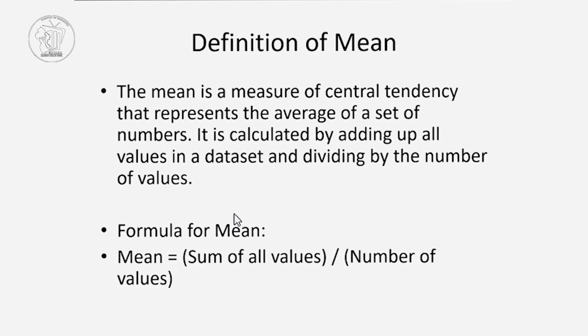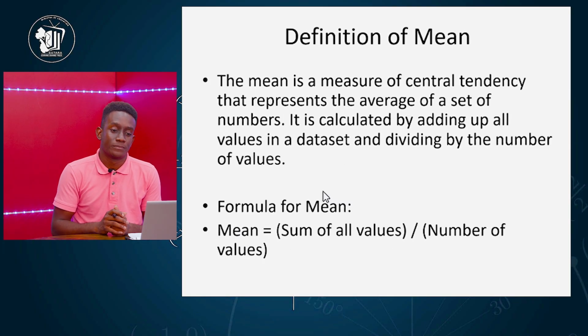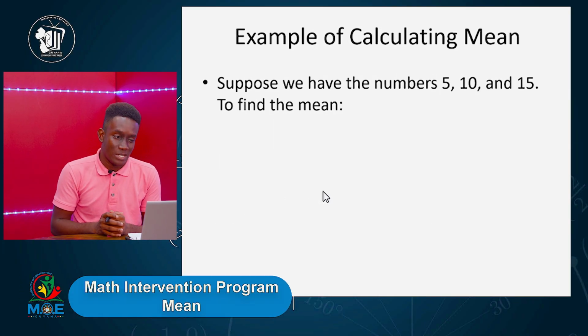So the formula that we use would be the sum of the values, which is when we add up all the values, divided by the number of values. A very easy formula to remember. So let's look at a quick and easy example.